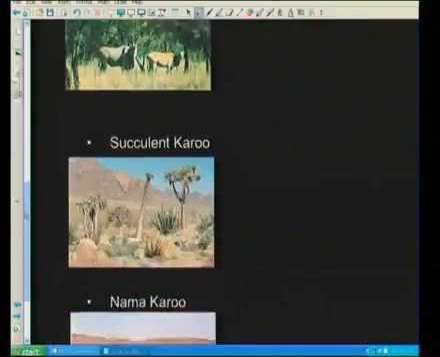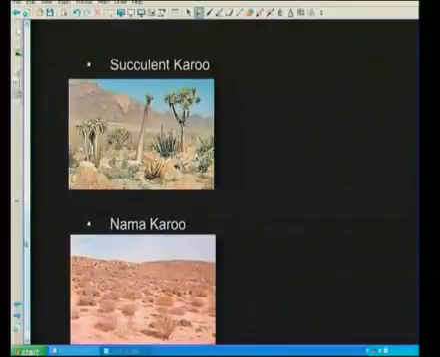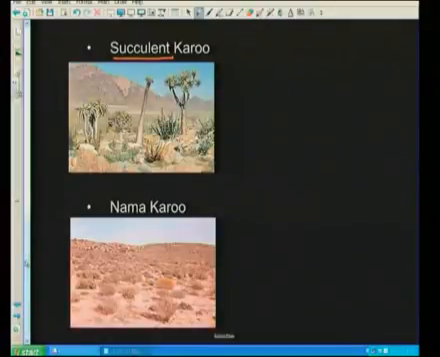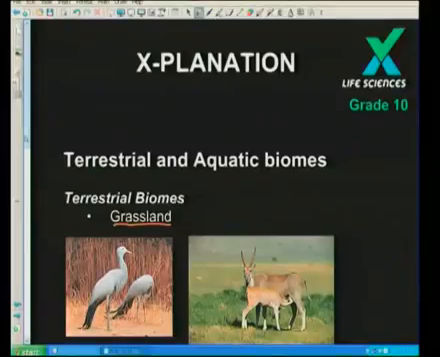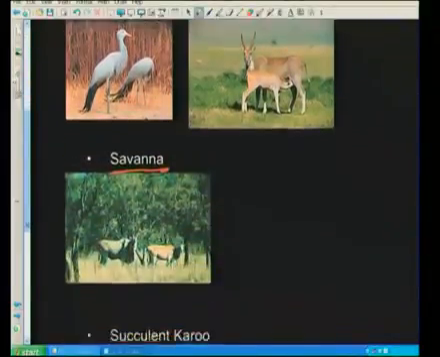Then we have the succulent karoo. If you just look at the picture, succulent means juicy plants. So these plants have got the ability to store water. Right, then we move down to the Nama karoo. Now you can see the Nama karoo is also typical like a semi-desert where you have very little vegetation. Now I said there are 7, but as you can see here, if we go back, we only have 6 mentioned.